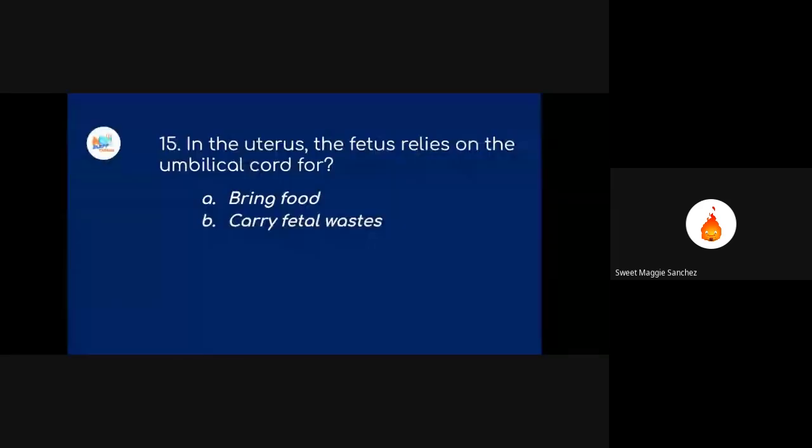So, yeah. So question 15. In the uterus, the fetus relies on the umbilical cord for, this is a bonus question, so both answers are correct. Its function is to bring the food and to carry fetal waste. So more on metabolic needs.